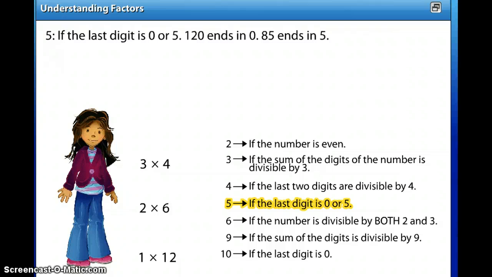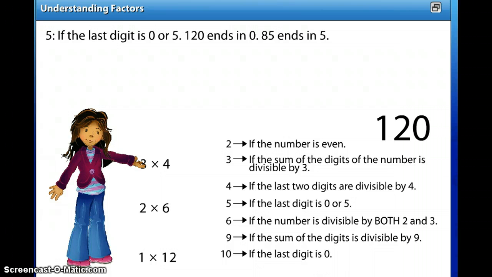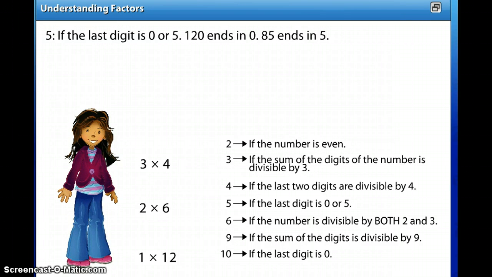5. If the last digit is 0 or 5. 120 ends in 0. 85 ends in 5. Okay, so we talked about that a little. Anything can be divisible by 5 if it ends in a 0 or a 5, because we know that multiples of 5 end in 0 and 5.